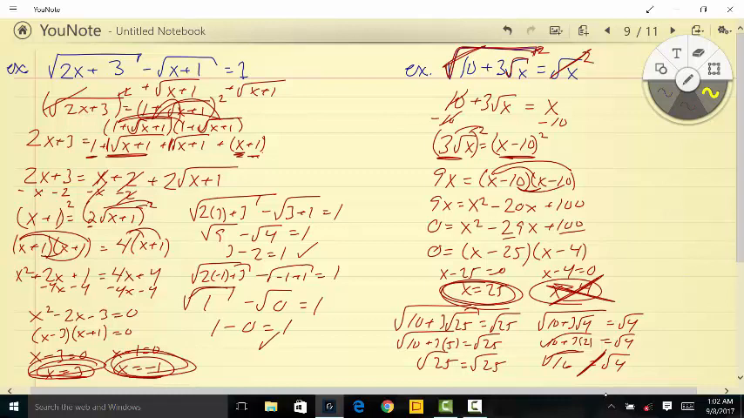So in this case, they both are solutions. So the answer to this one is x equals 3 and x equals negative 1. Those are both solutions to this equation.